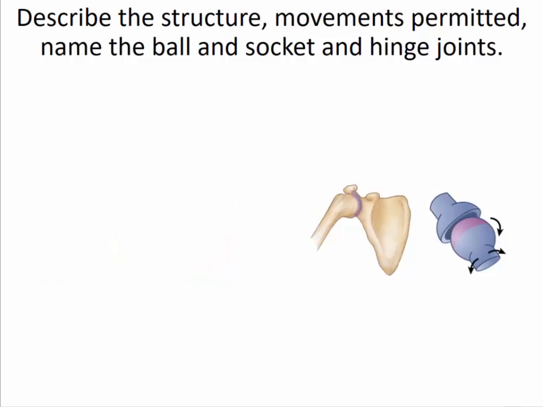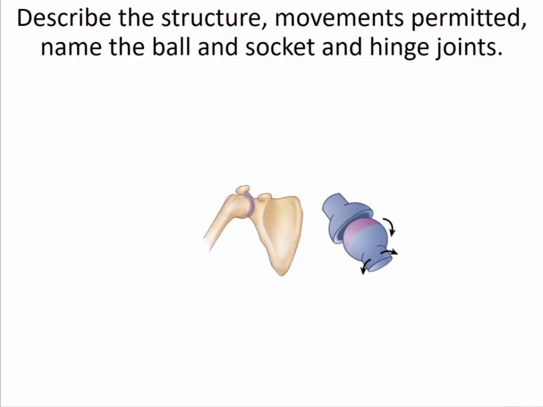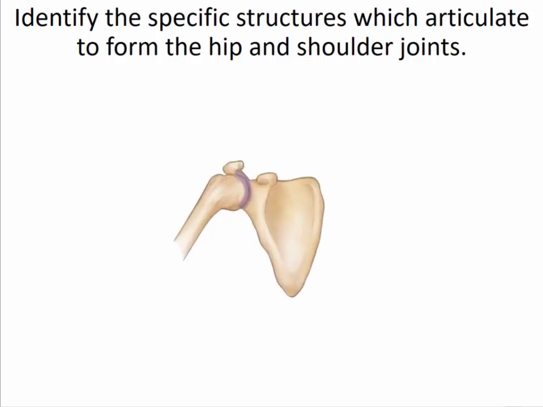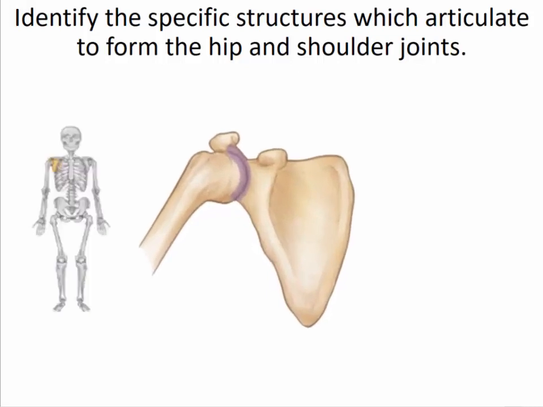But let's take the time then to look at this ball and socket joint and specifically identifying the structures which articulate to form the hip and the shoulder joints. Let's start with the shoulder. If we were to zoom in here, here is the shoulder. It is an articulation between the scapula and the humerus.